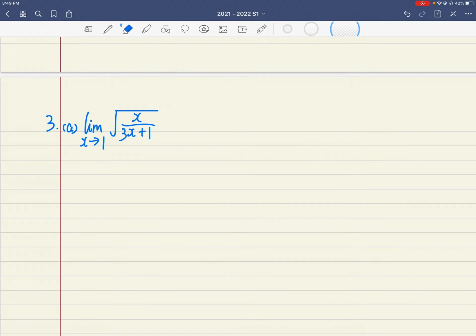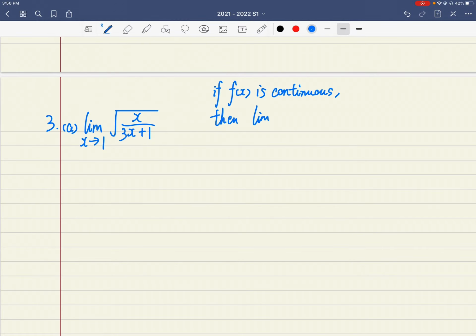Okay. So how can we more systematically get the answer? If f(x) is a continuous function, then the limit of f(g(x)) when x is approaching a is the same as f of the limit of g(x) when x is approaching a. Okay? So f(x) being continuous is what we need.